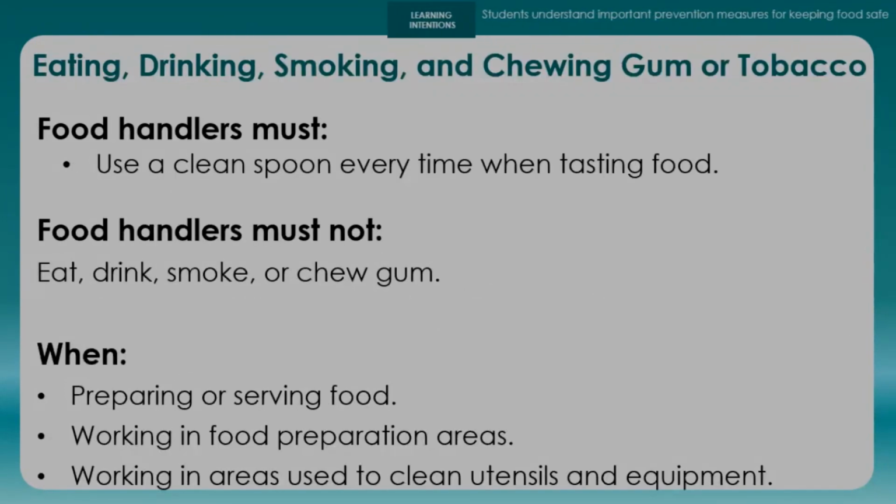A food handler must use a clean spoon every time they're tasting food, no double dipping. A food handler must not eat, drink, smoke or chew gum in the kitchen, and they should not be doing these whenever they're serving food, working in food preparation or working in areas used to clean utensils and equipment.